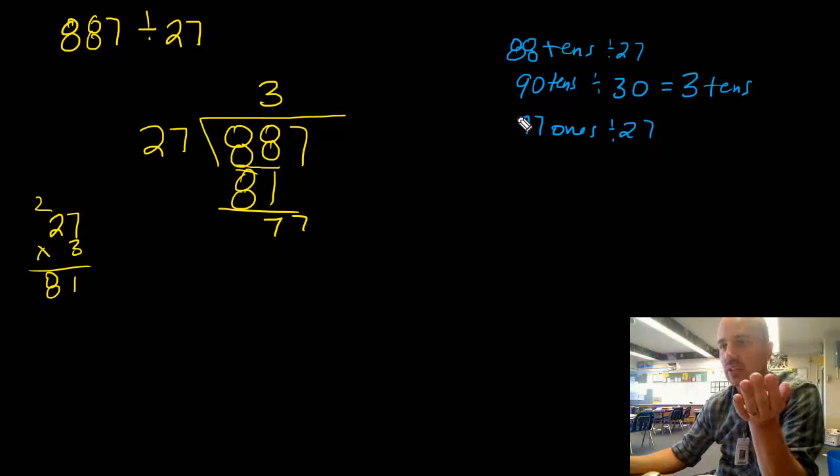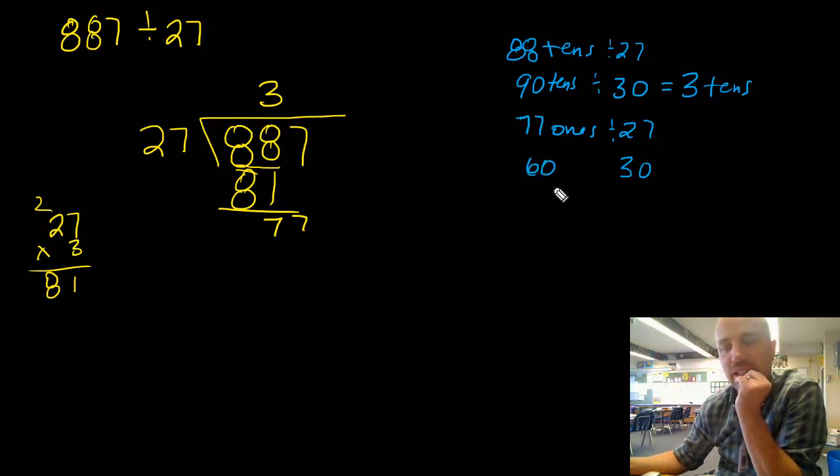Once again, I'm going to round and estimate. 27 is going to go to 30. 77 ones, let's bring it down to 60. Let's see how we do. That's 60 ones divided by 30. Well, and don't get this confused, that's not 600. 30, 3 goes into 60, or 30, 60, it goes in there twice.